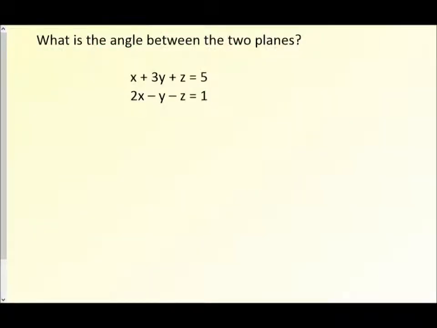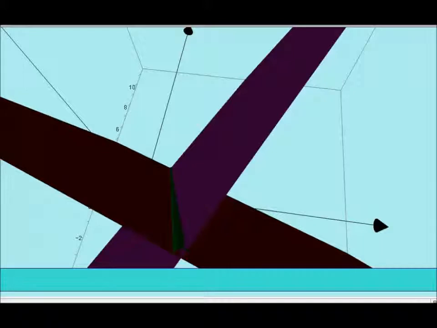In this second example, we want to have a look at finding the angle between two planes. So here we've got two planes in Cartesian form, and here's what they look like. There's two possible angles that we could find there, but what we're looking for is the angle between the two planes.